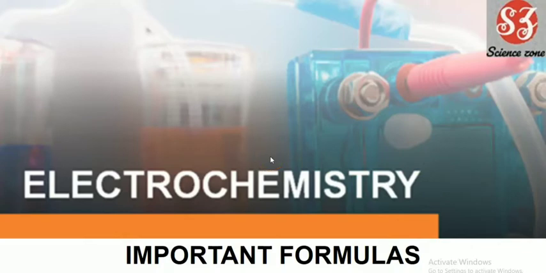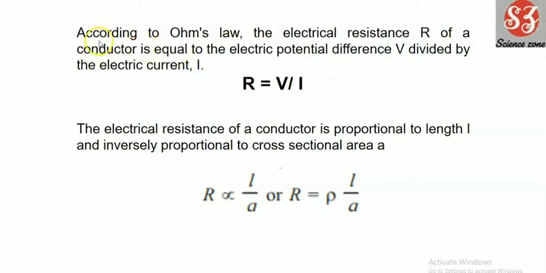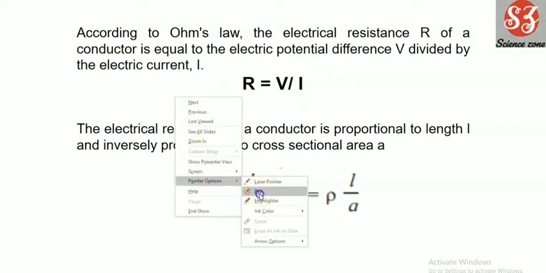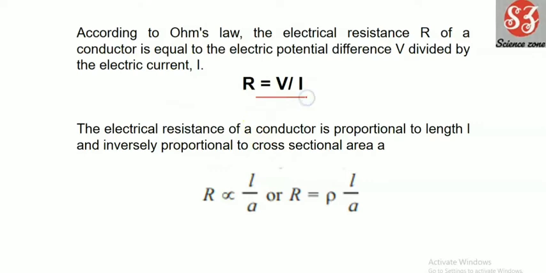So these formulas are, according to Ohm's law, the electrical resistance R of a conductor is equal to the electrical potential difference V divided by electric current I. So Ohm's law says that R is equal to V divided by I. So this is Ohm's law formula.